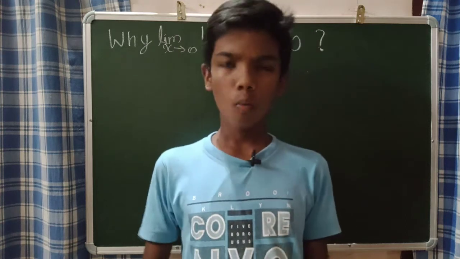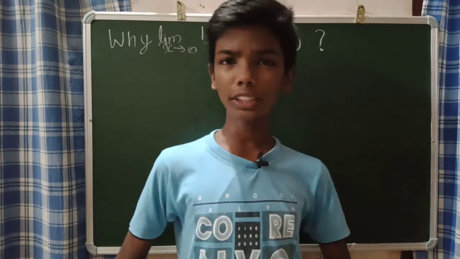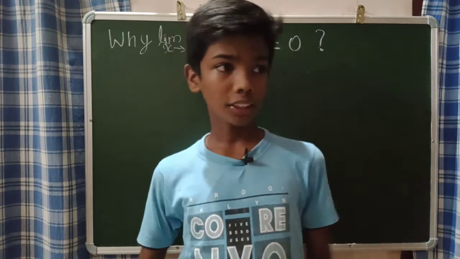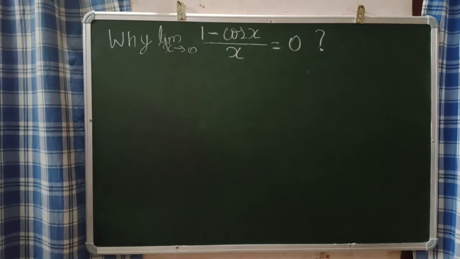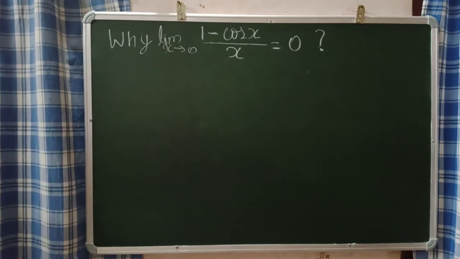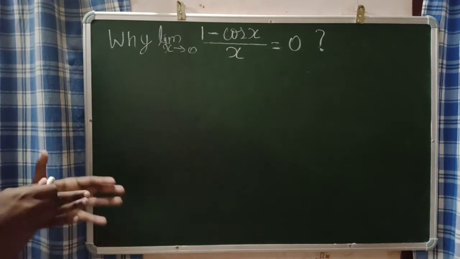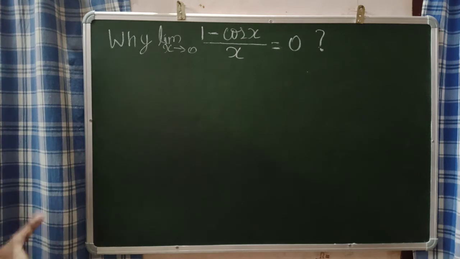We're going to see why the limit of x tends to 0 of (1 minus cos x) divided by x is equal to 0, which is one of the standard limits. As we know, the limit of x tends to 0 of (1 minus cos x) divided by x is equal to 0. That is a standard limit, so I'm going to prove that step by step.